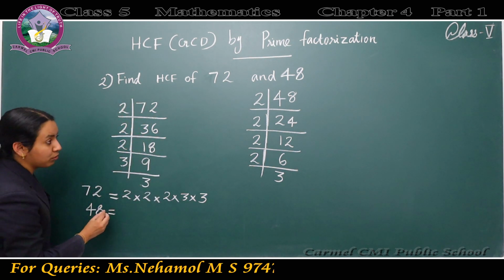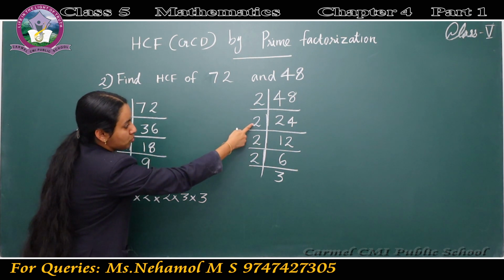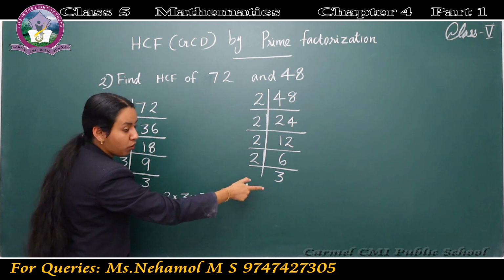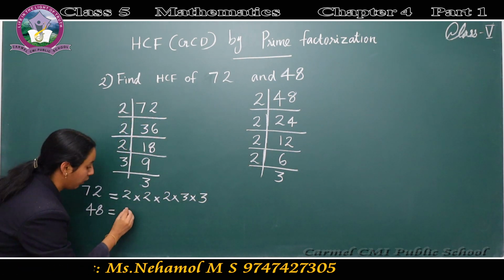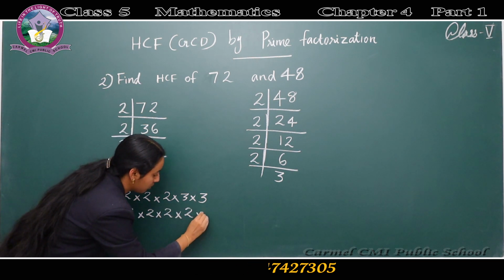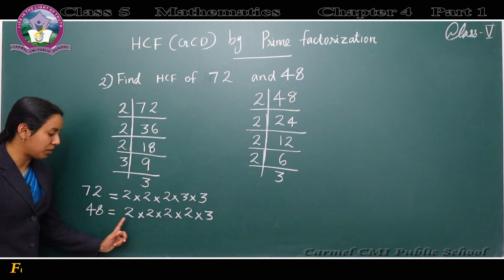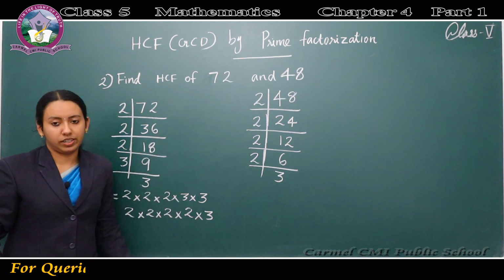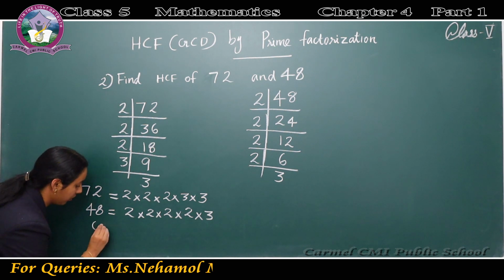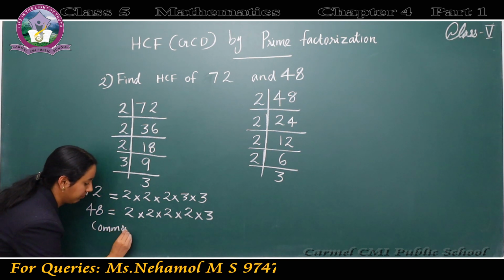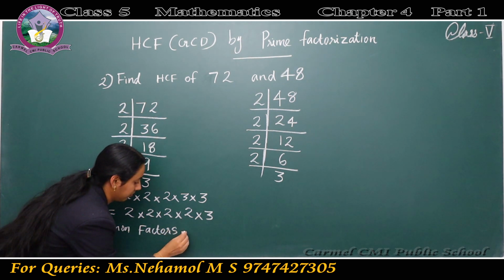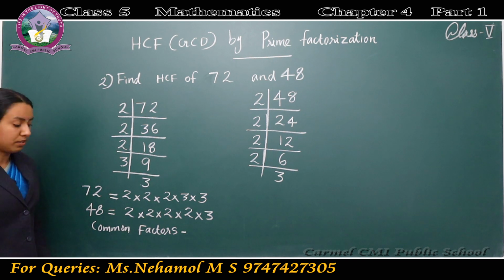48 is equal to 2 into 2 into 2 into 2 into 3. 2 is multiplied 4 times and 3 is also there. So this is the prime factorization of 48. Now we have to find common factors. Which are the common factors?